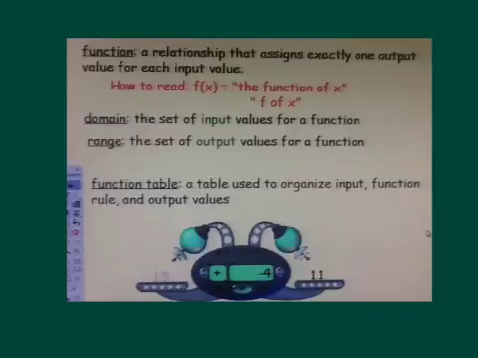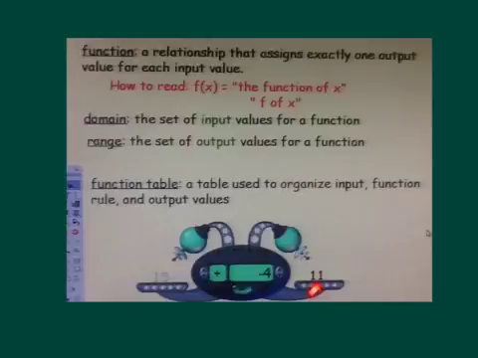A function is a relationship that assigns exactly one output value for each input value. This machine down here at the bottom is called a function machine. It shows if you put one number in, like in this case we put a 15 into this machine, the machine is set up to do a plus -4. So every time it'll do a plus -4 to whatever input value you put in. So if you put a 15 in, your output, your answer over here would be an 11.